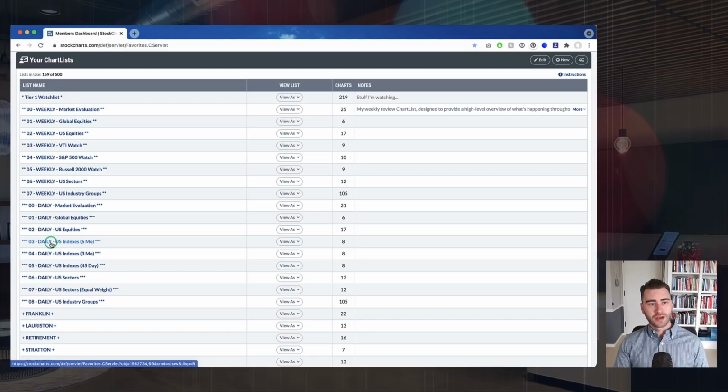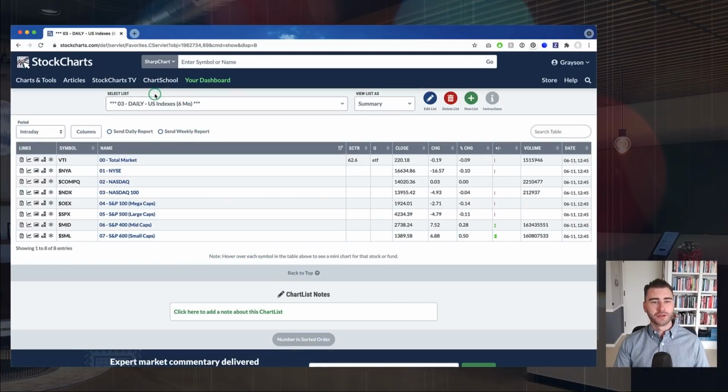And again, remember, we've got a 6-month version of this chart list. We've got a 3-month version of this chart list, and we've got a 45-day version of this chart list. So the concept here is to drill down into a narrower and narrower view. Think about starting with a telescope and drilling down to a microscope. That's actually how I typically like to think of it. So we'll jump into the daily US indexes 6-month view.